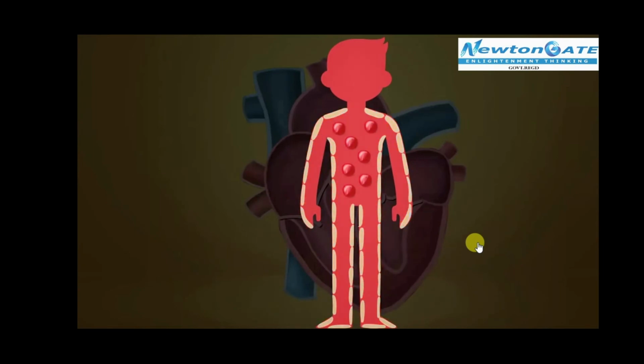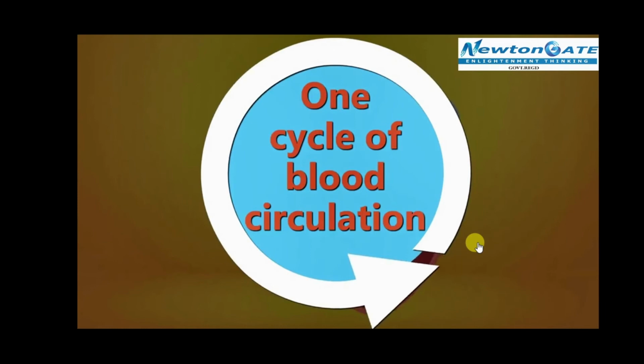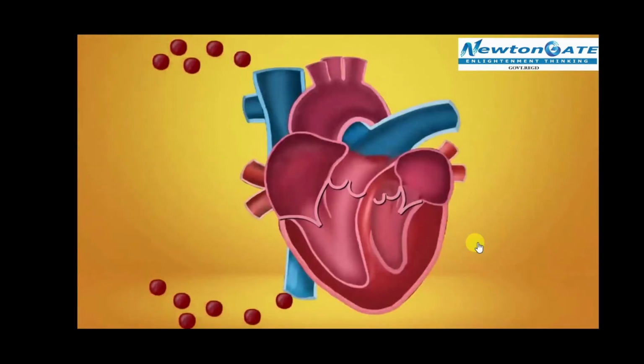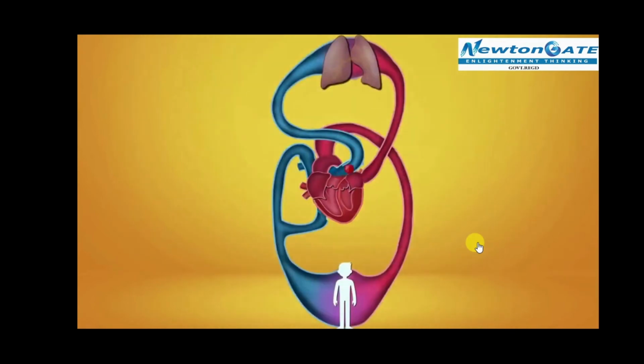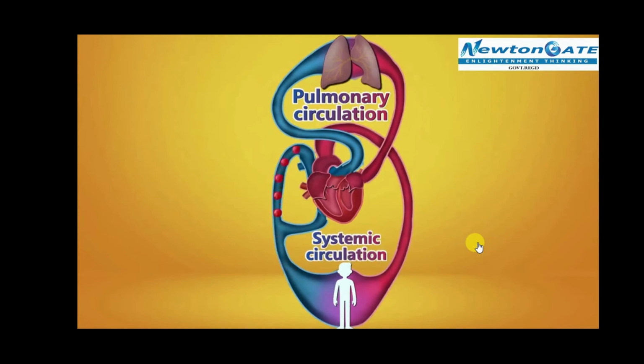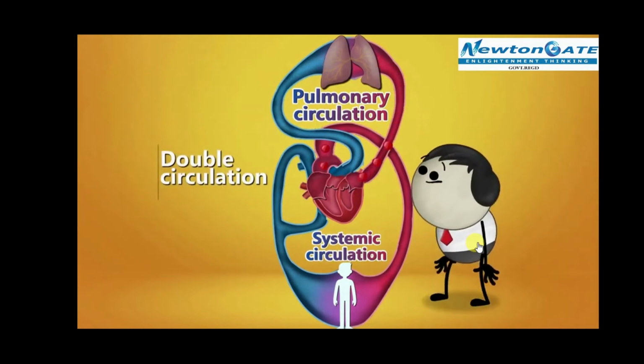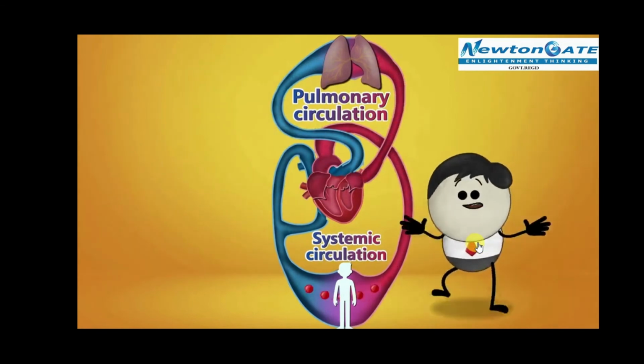So, now the body is getting oxygenated blood. This is one cycle of circulation. See? This process continuously repeats. Now, circulation between the heart and the lungs is called pulmonary circulation and from the heart to the body is called systemic circulation. And both together form the double circulation of the heart.